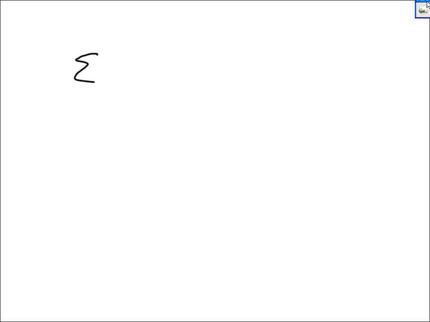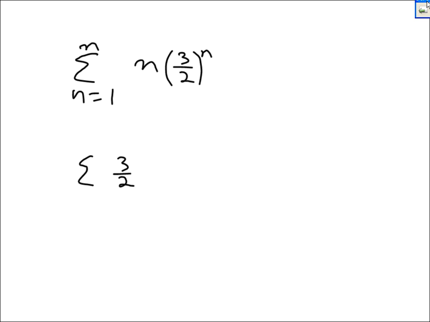How about the summation from 1 to infinity of n times (3/2) to the n? Now, if you think about it, the summation of (3/2) to the n diverges. It diverges by the theorem for geometric series. r is bigger than 1.